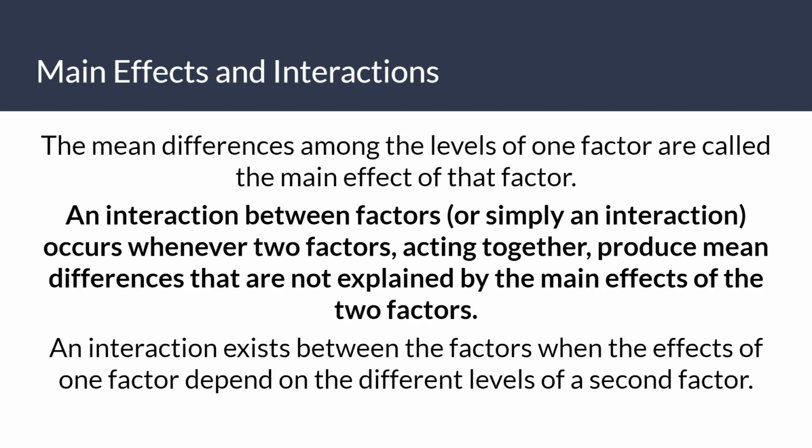So all independent variables may have their own influence or may have their own main effects, but sometimes the effects combine together and they form what we call an interaction. So there is an interaction when two factors acting together produce a mean difference that is not explained by the main effects alone. So in interaction, we are seeing a stronger effect due to the combination of these two variables. So an interaction exists between the factors when the effects of one factor depend on the different levels of a second factor. And at first, this sounds a little bit confusing, so let me show an example to you later on.